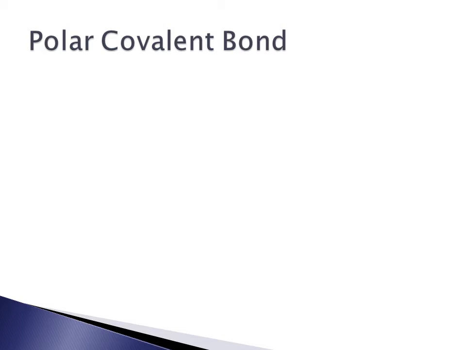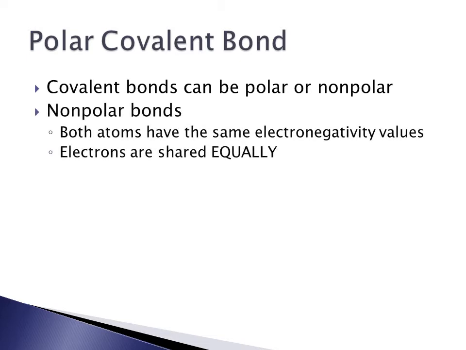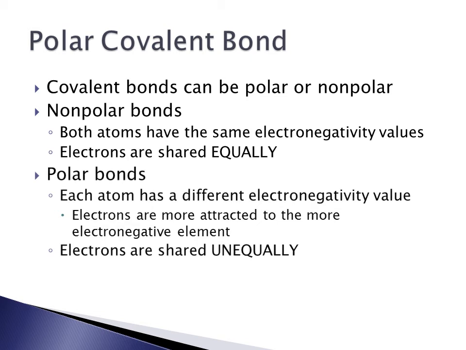Now there are special cases looking specifically at covalent bonds where we can call the bonds polar or nonpolar. In a nonpolar bond, that means there are no poles of charge. So both atoms have the same attraction to those electrons, and thus they have the same electronegativity values. Electrons will be shared equally in nonpolar bonds. However, in polar bonds, each atom will have a different electronegativity value, which means the electrons will be more attracted to one element than the other.